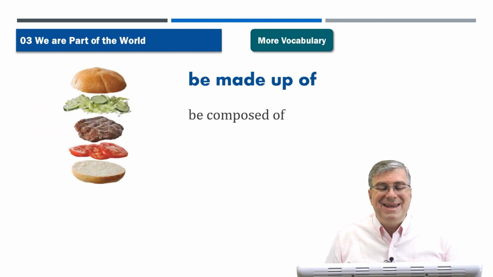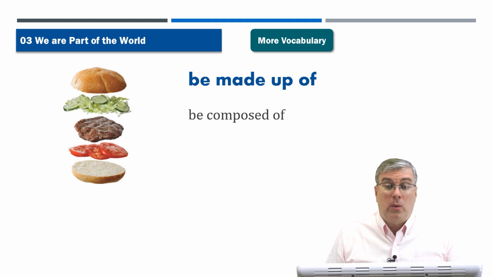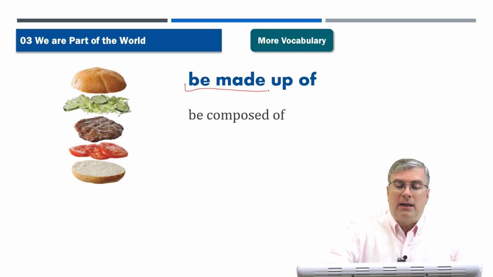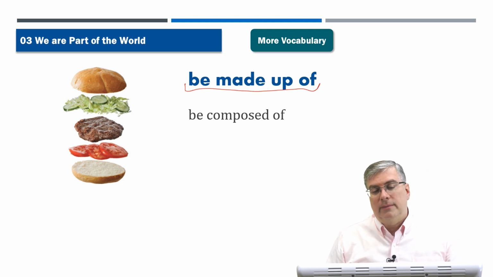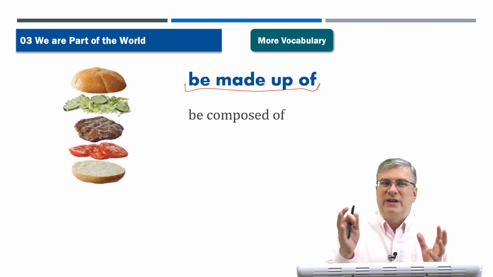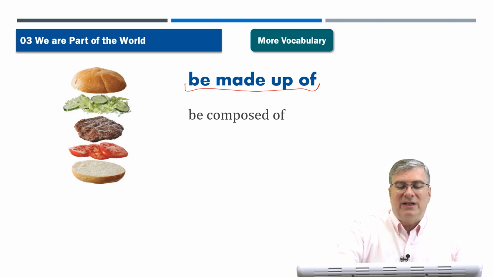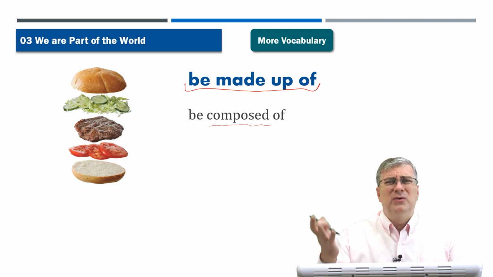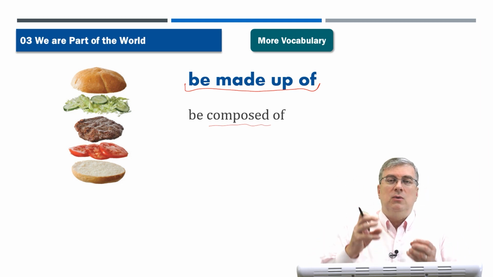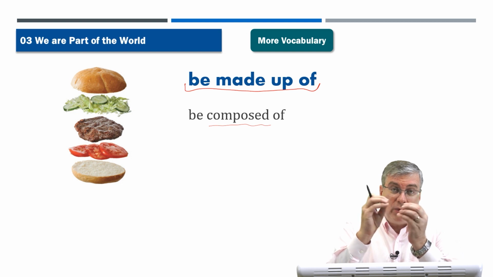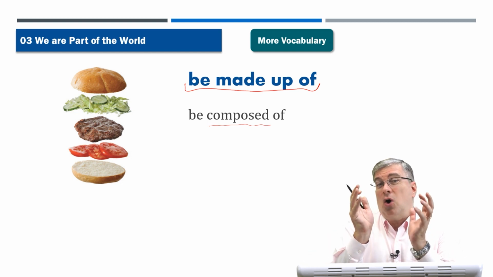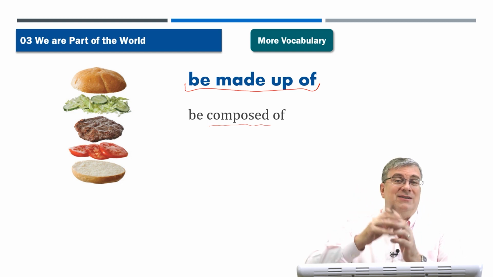Next we have be made up of. Whew, it's 4 words, right? But this is a phrasal verb that means that various parts combine to make a whole. Be made up of, it says be composed of, but what does composed of mean? Composed of means that you have many different parts and you put them all together and that makes a whole thing. And you can say it's made up of.